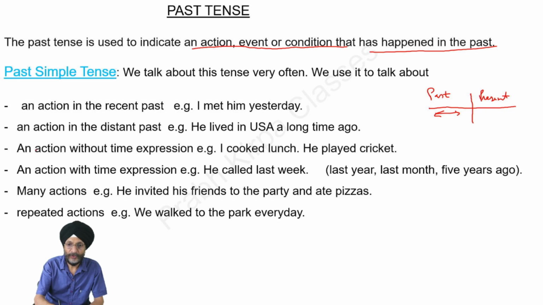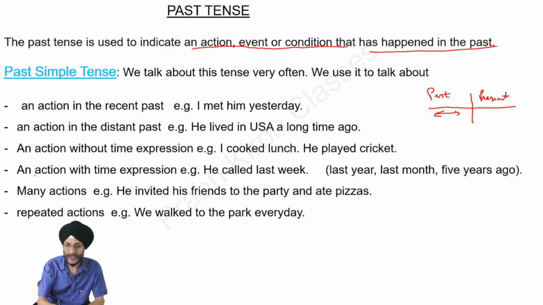We can also use this tense to talk about an action without time expression. That is, we do not mention when the particular action happened in the past. For example, I cooked lunch. Here, the time the action has taken place is not mentioned. Another example is he played cricket.